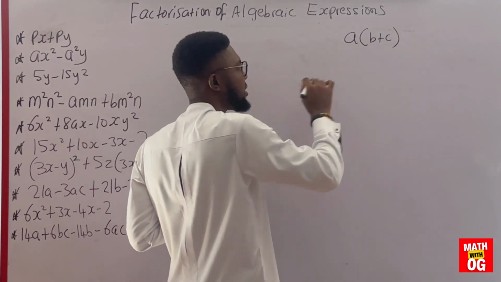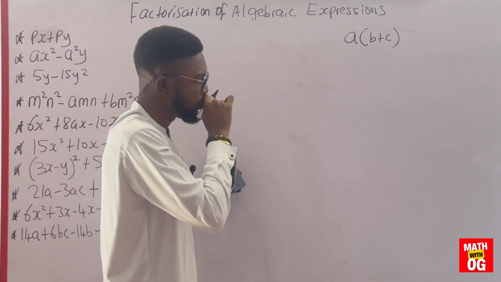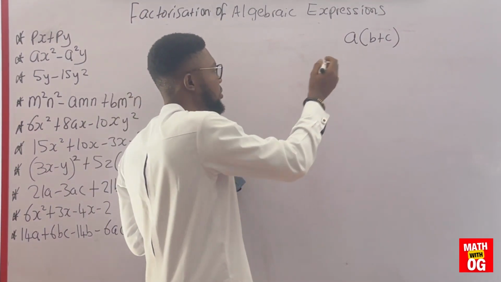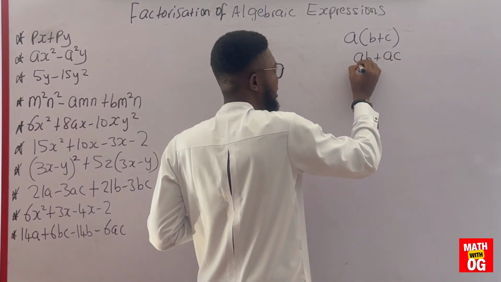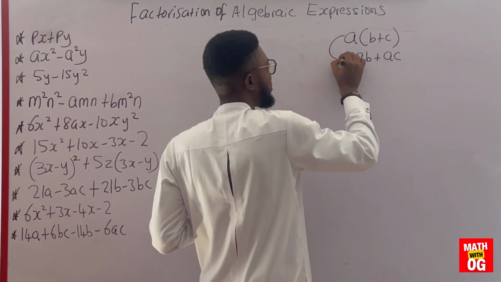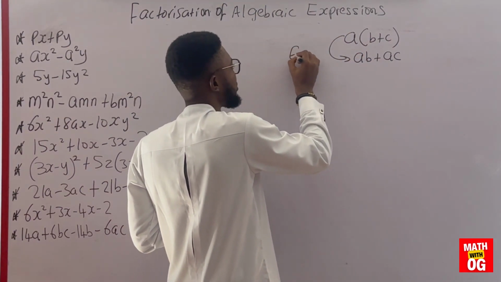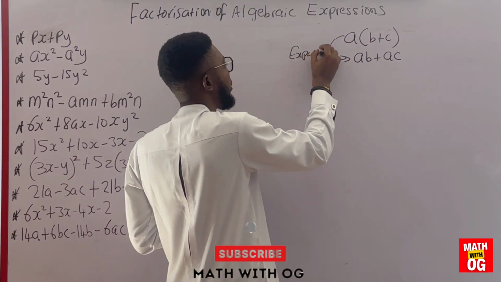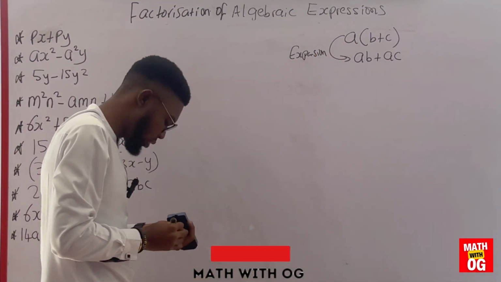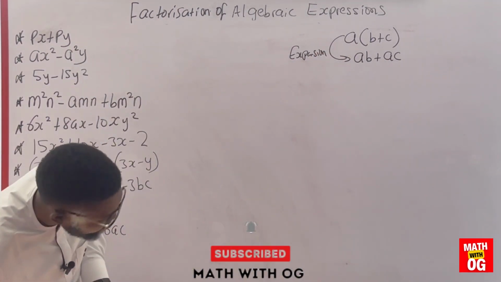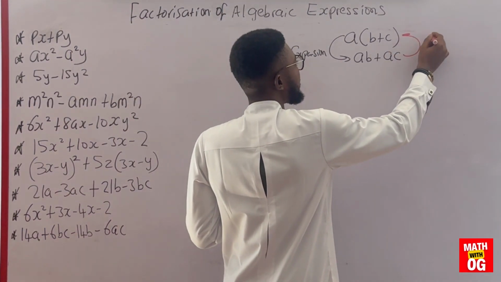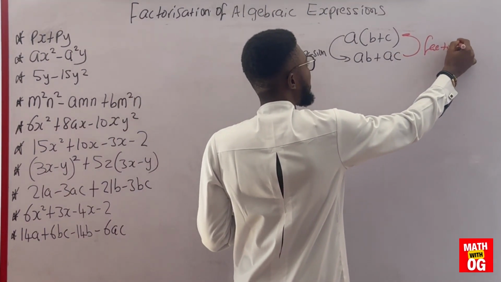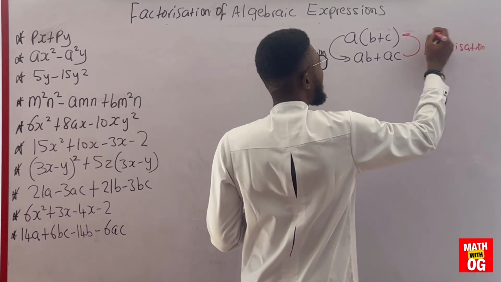We agreed this is A multiplied by B plus A multiplied by C. So this will give us AB plus AC. Now the reverse, what I just did from here to here, is called expansion. So the reverse is called factorization. Now the question is, how do you factorize?